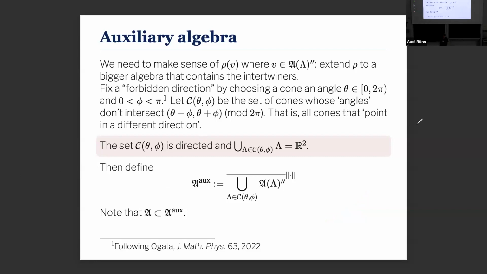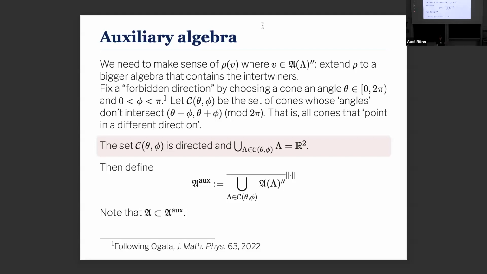Right, so now we define an auxiliary algebra in this way here. I take the union of all these cone algebras. I take the weak closure, so I get a normal algebra, and I take the closure in the C-star norm. So this is now a nice C-star algebra, and it does contain the simple triangles, as long as, of course, we do not pass this direction.